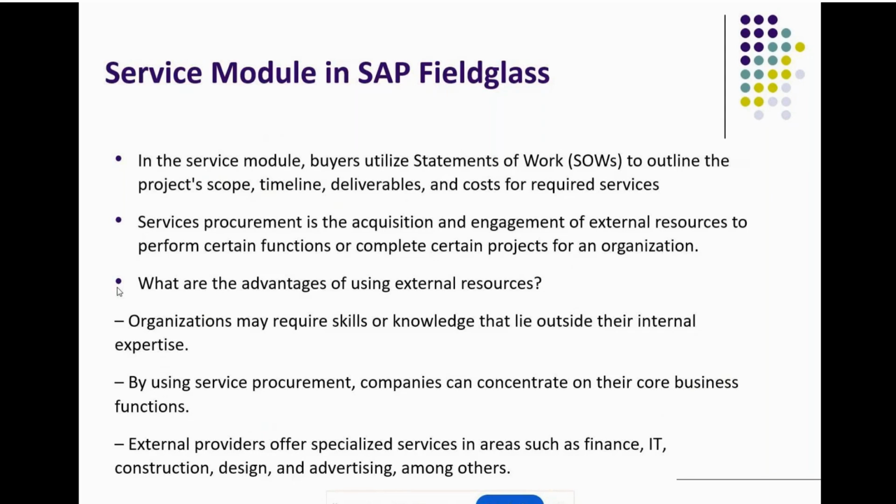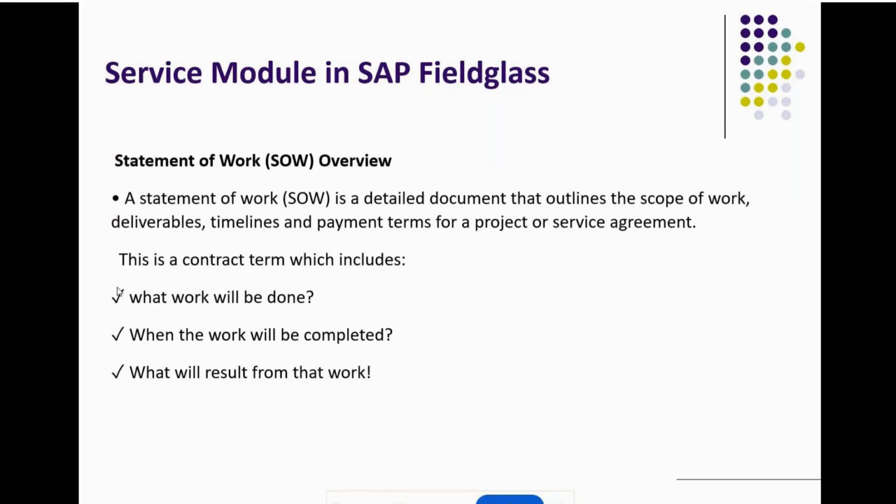So what are the advantages of using these external resources? As already discussed, an organization may require skills or knowledge that lie outside their internal expertise. We gave the example of a Python programmer here. By using service procurement, a company can concentrate on its core business functions. Service procurement, you already know, covers the permanent employees of the organization. All of this we can do in the SAP Fieldglass SOW module.